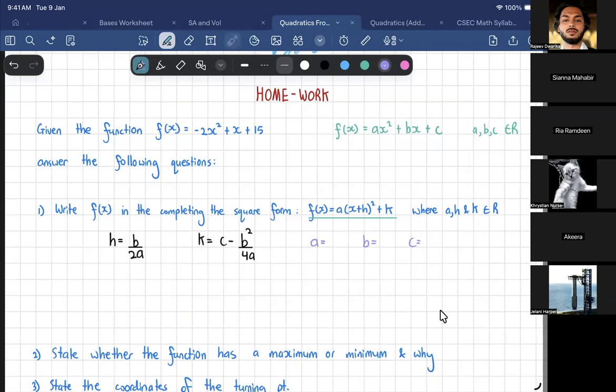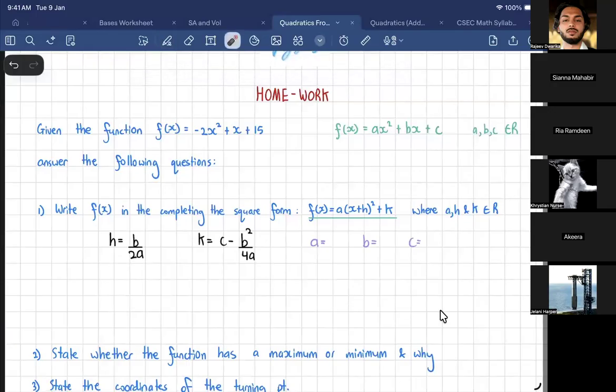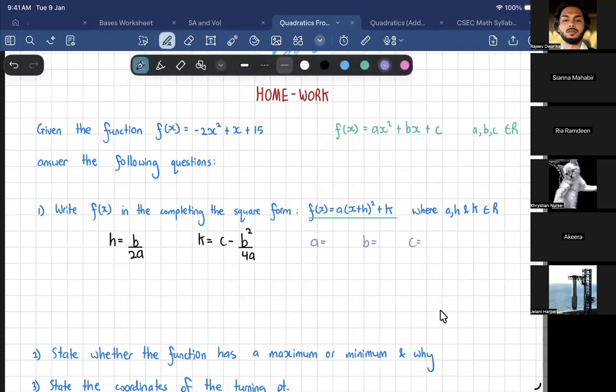All right, so Ria, we want to write the quadratic function in this form. Can you remind me what the quadratic function was in this question? Minus 2x squared plus x plus 15. Right. Now, that is in the form of a quadratic, ax squared plus bx plus c. So, tell me what a, b, and c are.